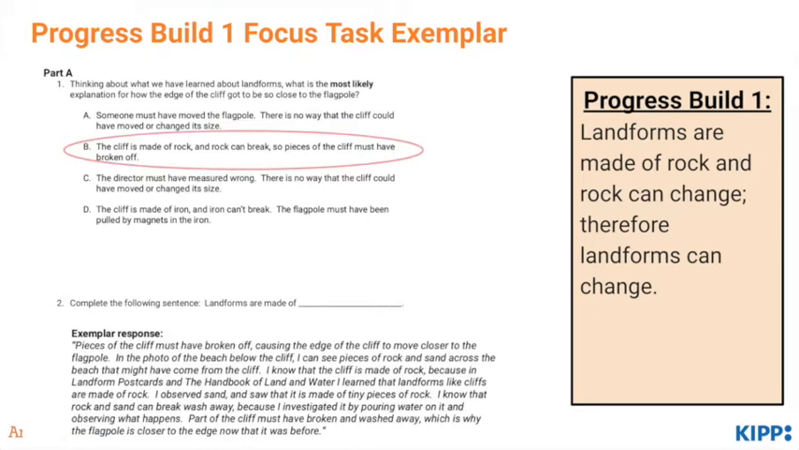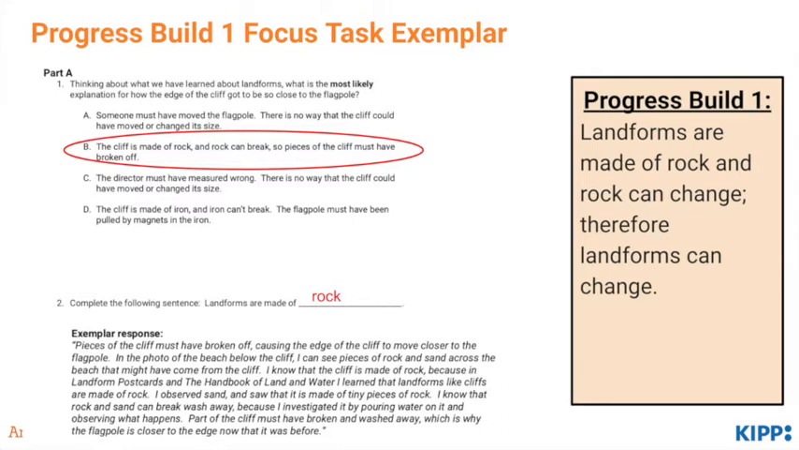All right, for part A, you should have marked B. The cliff is made of rock. Rock can break, so pieces of the cliff must have broken off. And you should have completed the following sentence. Landforms are made of hard candy. Just kidding. Landforms are made of rock. Here's an exemplar response. Please read that over and check it against your own.